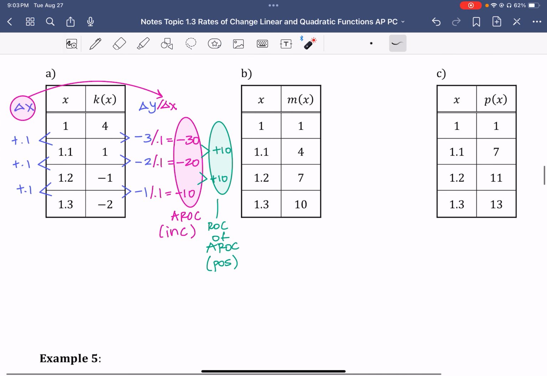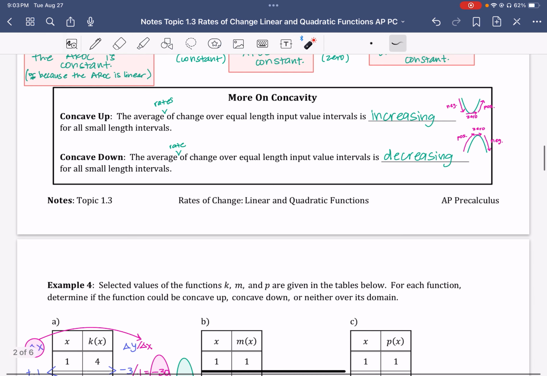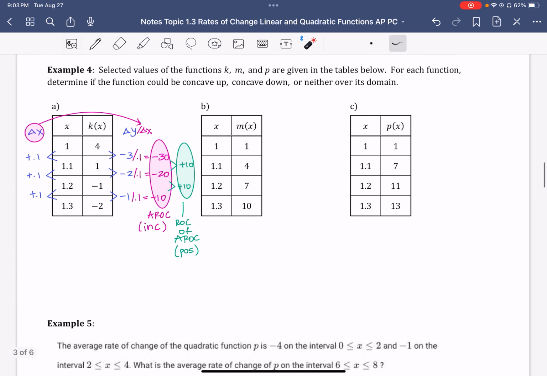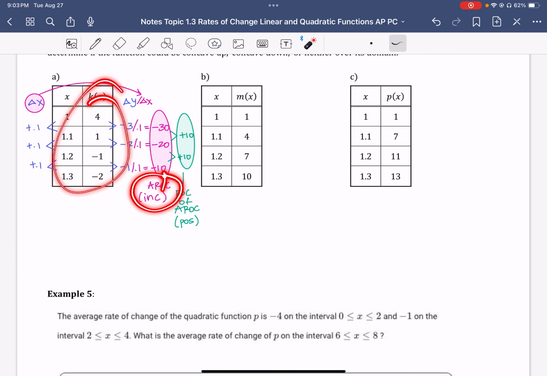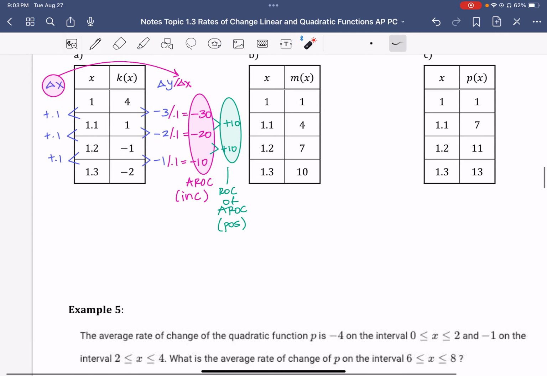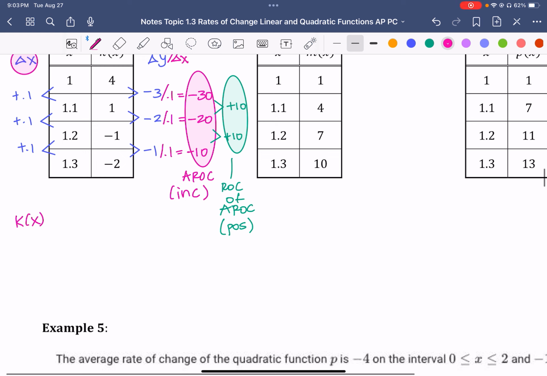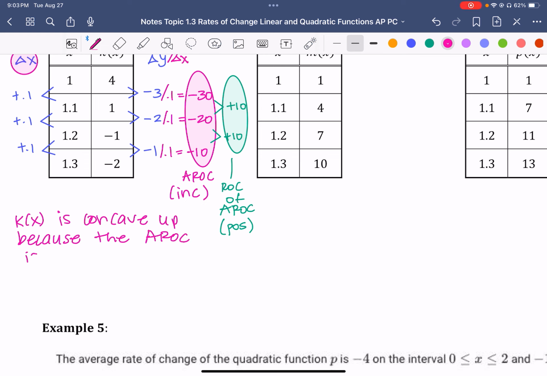Okay, and if all of that is true, remember for average rate of change, if your average rate of change is increasing, that means you are concave up. So because this was increasing, that means this table is concave up. So we're going to say K of X is concave up because the average rate of change is increasing.